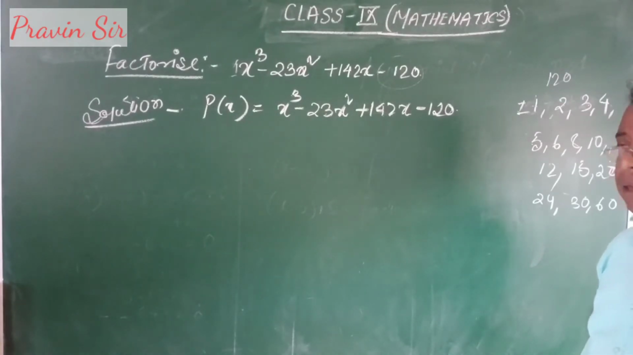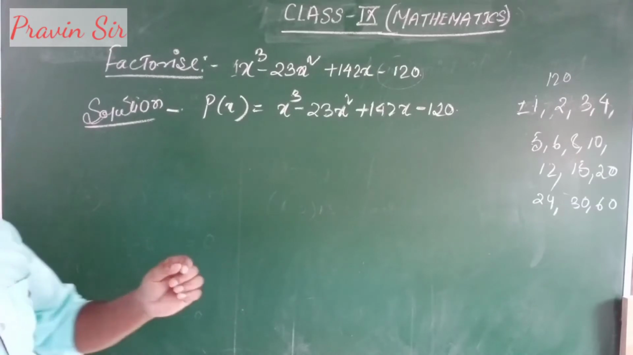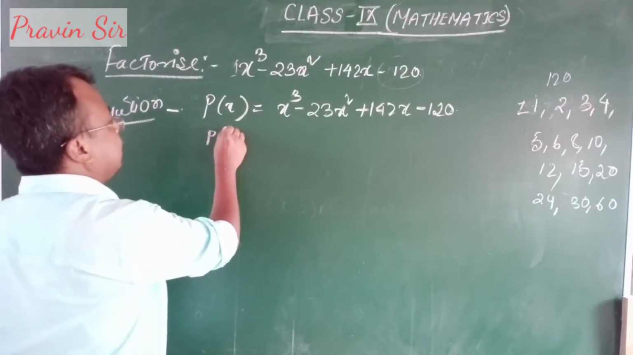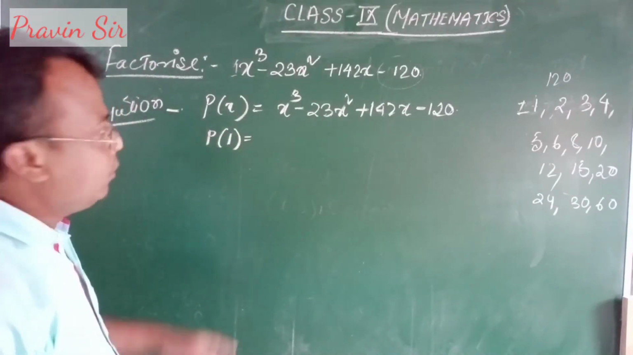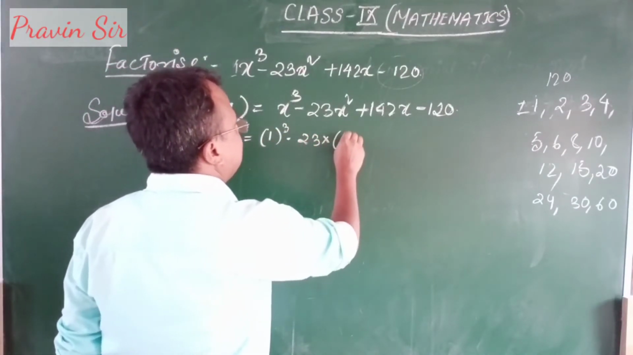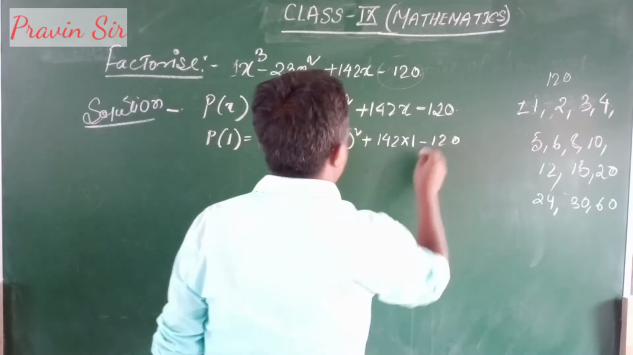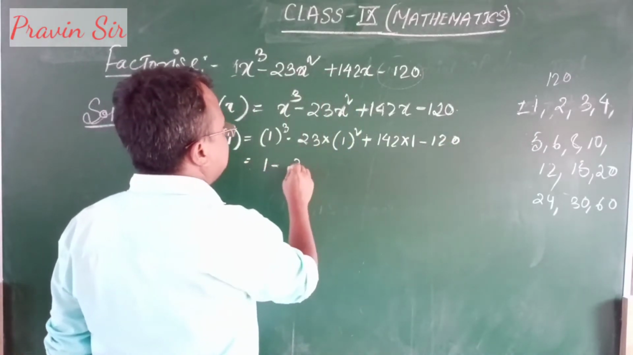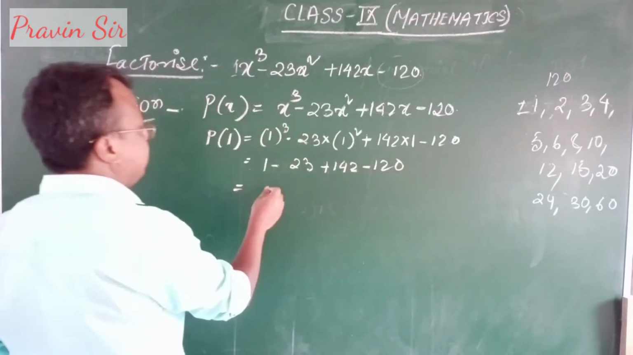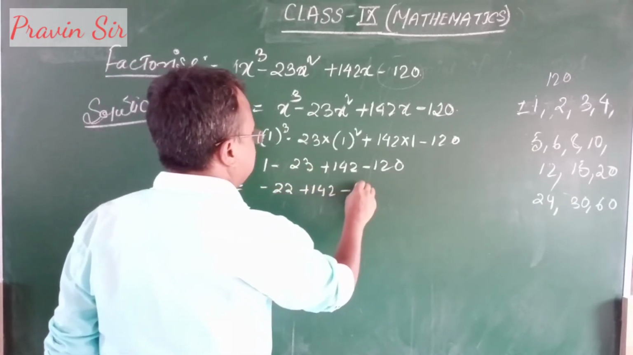Okay, so in cubic polynomial, what you do by trial and error method, you try to find out at least one factor of this polynomial first. Suppose if I put 1 here, okay, so let us see what answer I am getting. 1 cube minus 23 into 1 square plus 142 into 1 minus 120. So it is 1 minus 23 plus 142 minus 120. So simplify it.